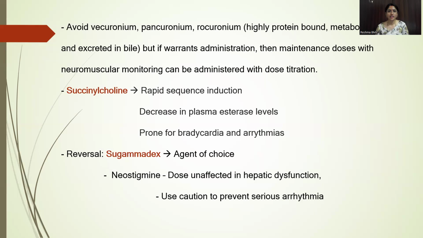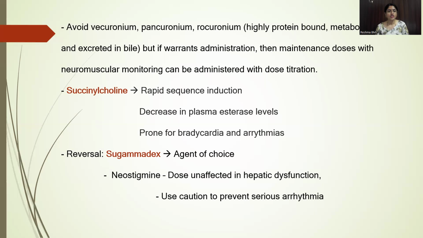Vecuronium, pancuronium, and rocuronium are generally avoided as they are highly protein-bound, metabolized, and excreted in bile. But if administration is warranted, maintenance doses with neuromuscular monitoring can be administered with dose titration. Succinylcholine can be used for rapid sequence induction, but care should be taken as the decrease in plasma esterase levels may increase the duration of action of succinylcholine. Also, patients are prone to bradycardia and arrhythmia.